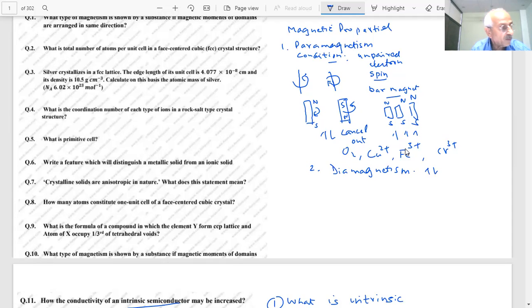They are paired, student, paired electrons. So all electrons are paired. There are no unpaired electrons. Pairing of electrons cancels the magnetic moments. The magnetic moment is cancelled out. One is equal and opposite, students.